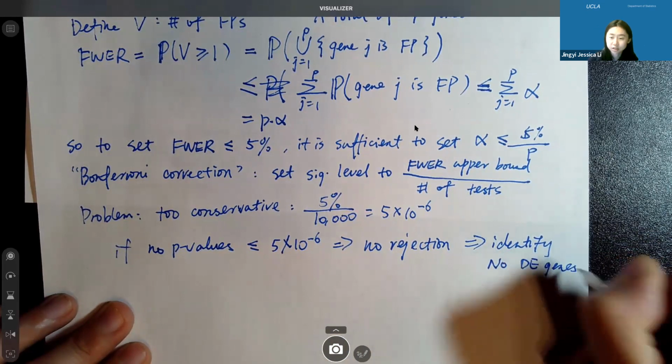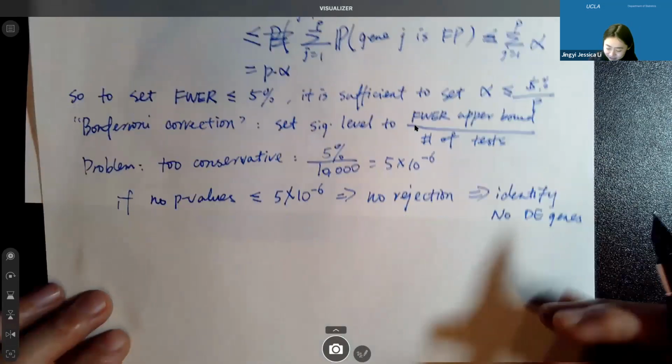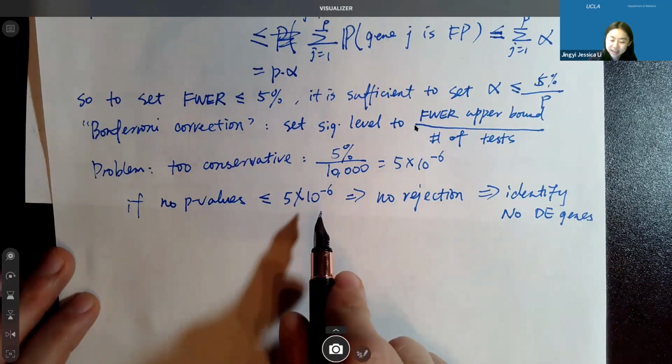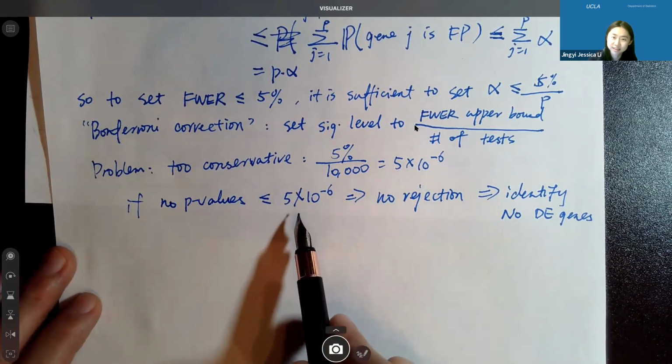And to biologists, this is unacceptable. It means that I cannot find anything from my data. What's the meaning of generating this data, right? And their data are very precious. So that's why people have to propose a new criteria to replace this family-wise error rate, which is good, but too conservative. All right, so, and also now you see for the permutation test, if you don't permute enough, you will never get a p-value this small, right?